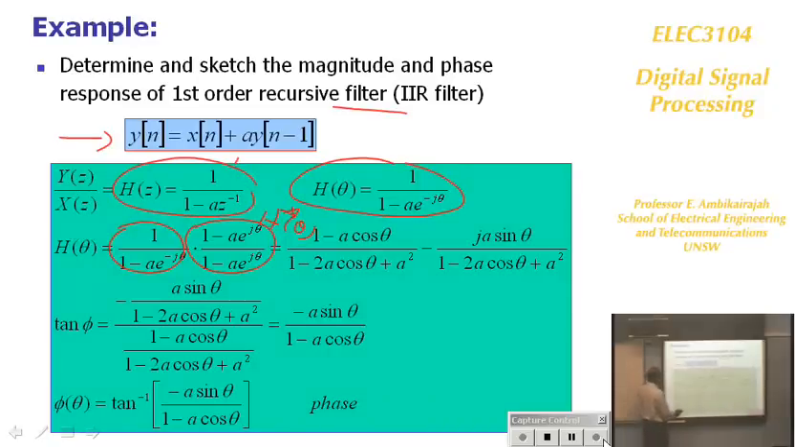Right. And if you take the real part and imaginary part, you will get tan phi is imaginary divided by real part. And phase is that. And naturally, you can see this is not a linear function.